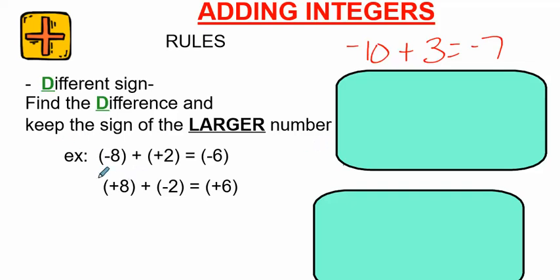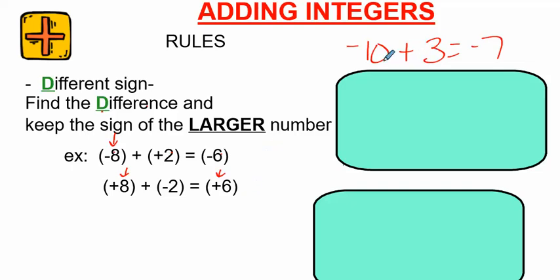So let's look at this for example. I have negative 8 plus 2. So I'm going to find the difference of the two numbers. 8 minus 2 is 6, and I have more negative numbers, so I'm going to keep the negative sign. If I look at this, a positive 8 and a negative 2, they're different signs, so I'm still going to find the difference between the two numbers. So 8 minus 2 is still 6, but now I have more positive numbers, so my answer would be positive.